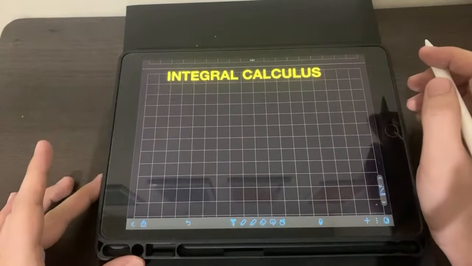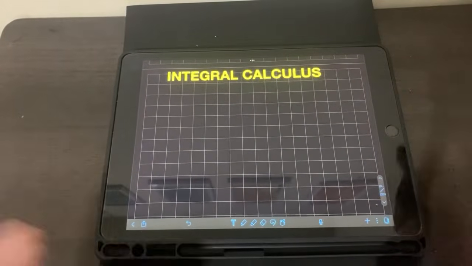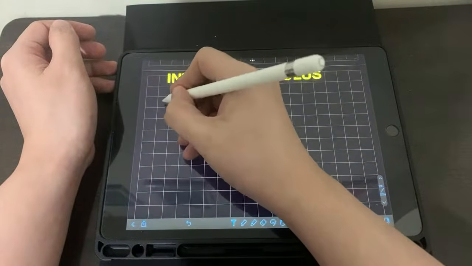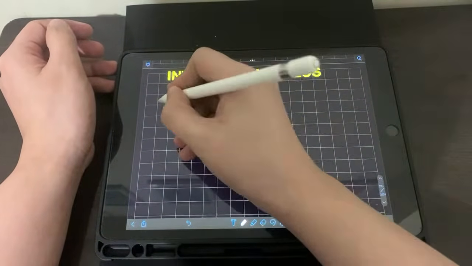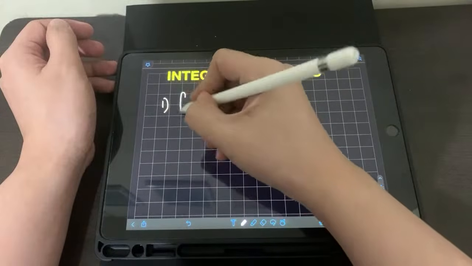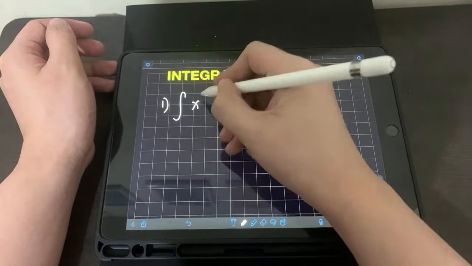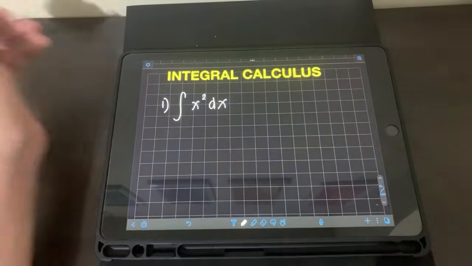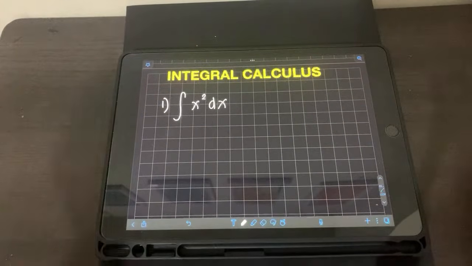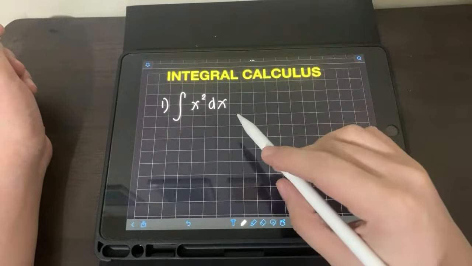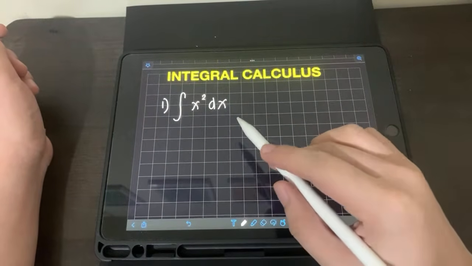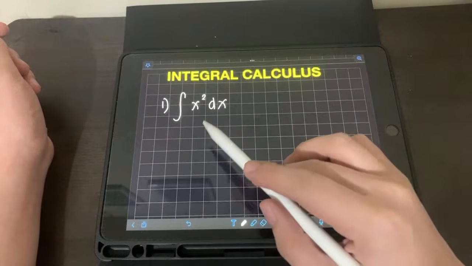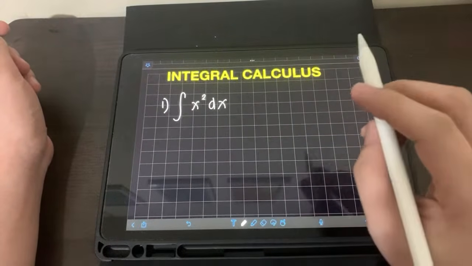So, let's solve some problems. So, let's start with the basic problems in integral. Evaluate the integral of x squared dx. Okay, so how can we evaluate the integral of x squared dx? So, madali lang siya. Meron lang tayong gagamiting formula dito, yung power formula for integral, right?